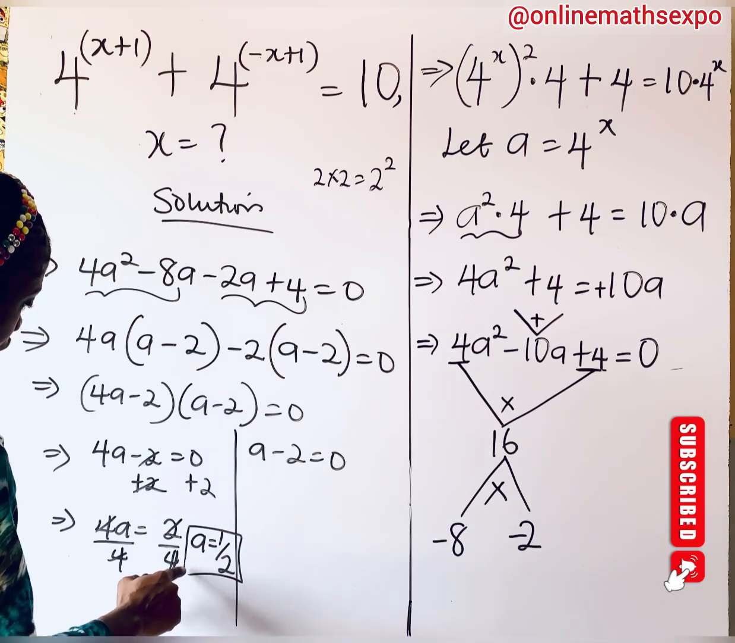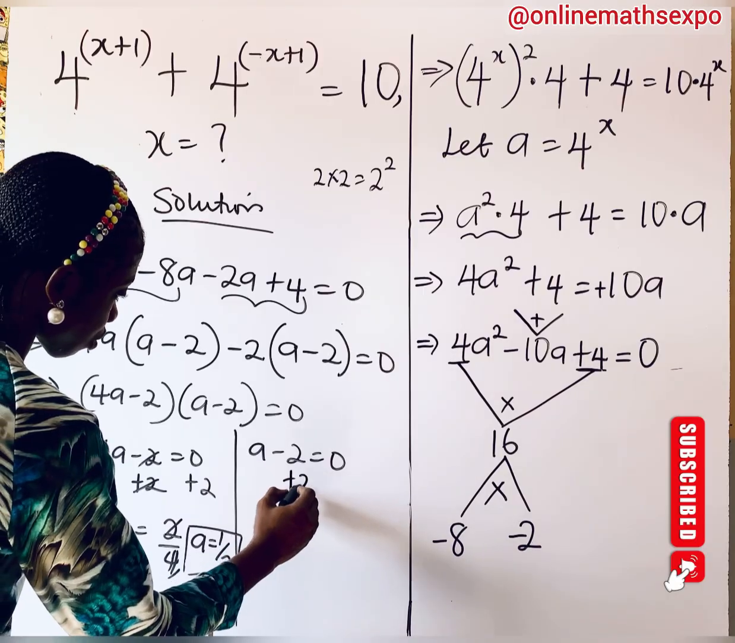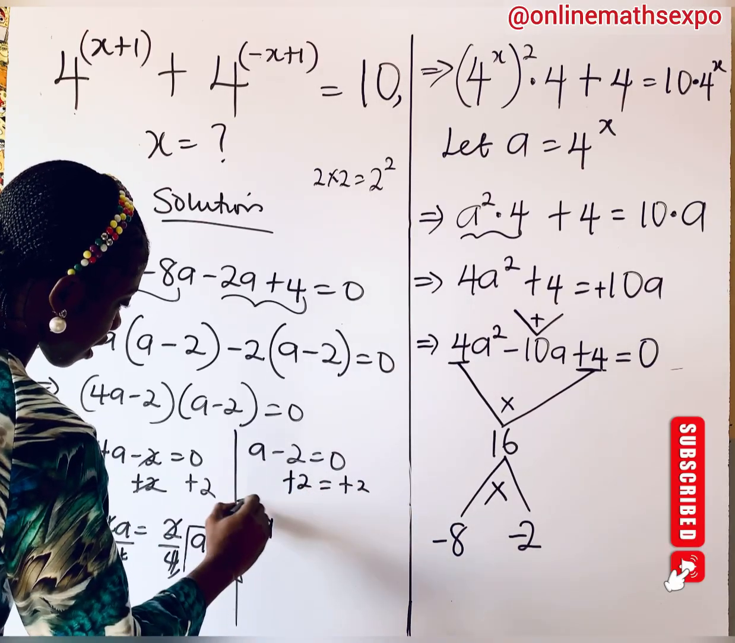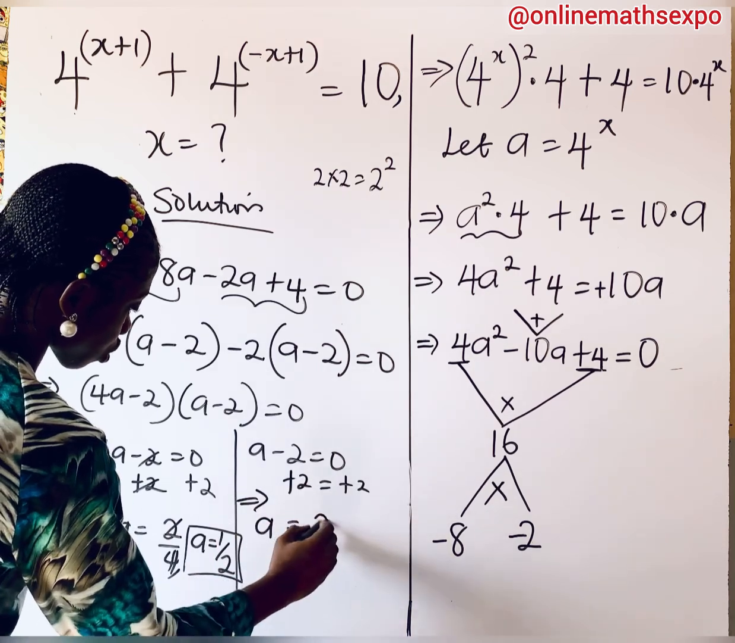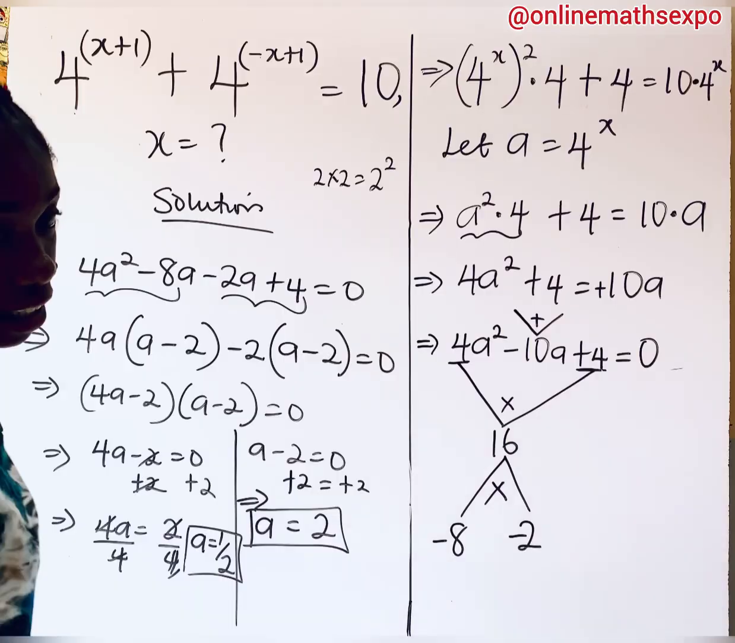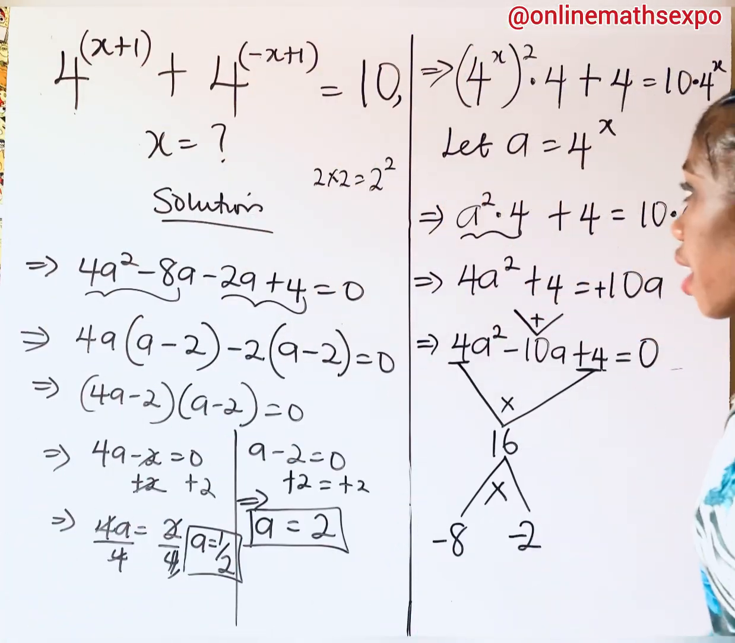Then let's get our a here. Add 2 to both sides. We're going to have a is equal to 2. So you see, we have gotten two values of a, 1/2 and 2. But you know, this is not what we are asked to get. We want to get the value of x.